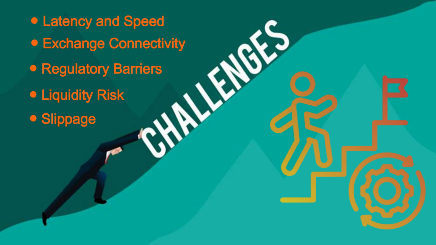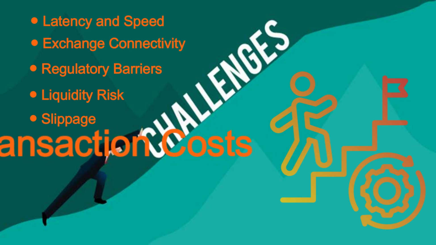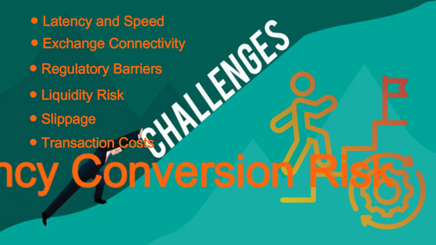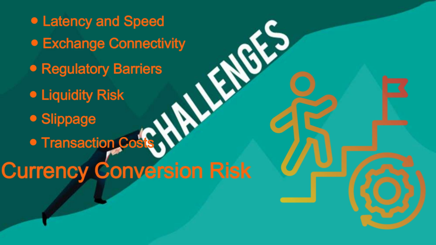Now the sixth one is transaction cost. Arbitrage profits are often razor thin. Commissions, exchange fees, and taxes can wipe out the profit if not properly accounted for. The seventh one is currency conversion risk. When arbitraging assets across countries, forex rate fluctuations can impact net gain. Real-time FX hedging may be required to manage this.